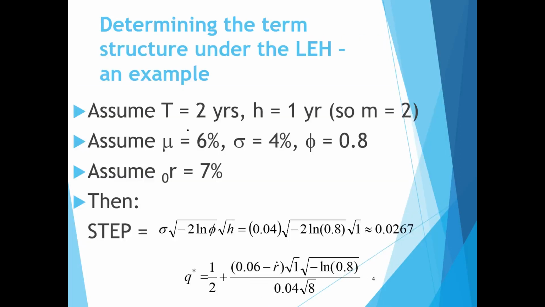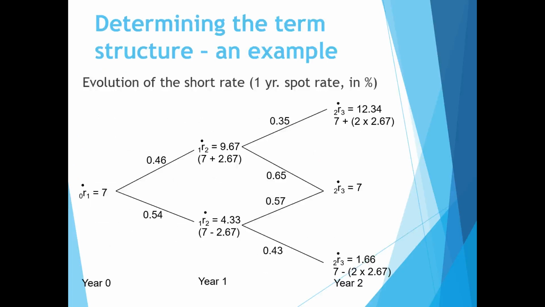Now, let's go back to the tree that we saw in the previous chapter. In this case, we're going to assume a maturity of 2 years. h, the space between the nodes, is going to be 1 year. Mu, the long run mean, is going to be 6%. Sigma, 4%. The mean reversion parameter phi is going to be 0.8. And our starting short rate is 7%. First, we're going to compute the step, which is going to be equal to 2.67%. And then this is going to be the formula for the probability. Remember that the probabilities are going to change depending on what node you're in. So here I filled it up for you.